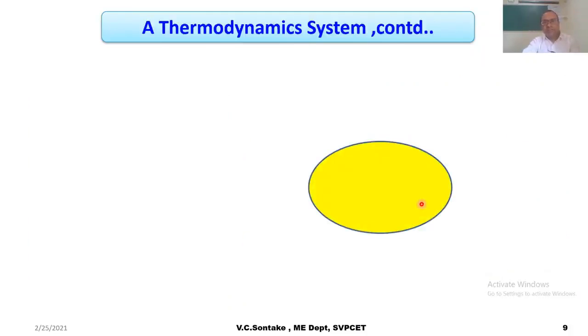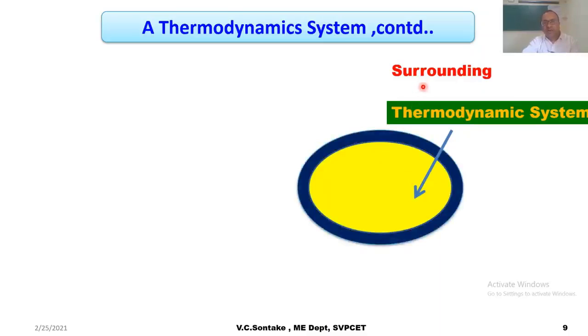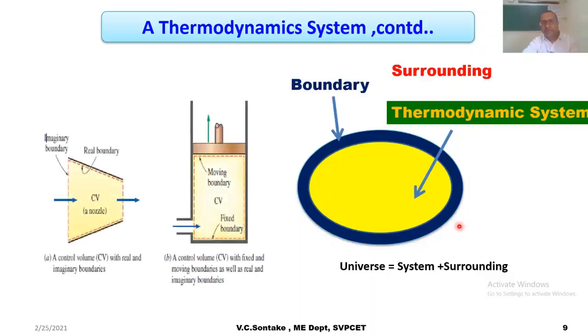Let us consider this mass selected for some thermodynamic study. So I can treat it as thermodynamic system. Everything external to this thermodynamic system will be called as surrounding. The quantity of matter which is neither part of the surrounding nor thermodynamic system, represented here by blue color, will be boundary. This boundary is separating thermodynamic system from its surrounding, and system and surrounding put together is called as universe.